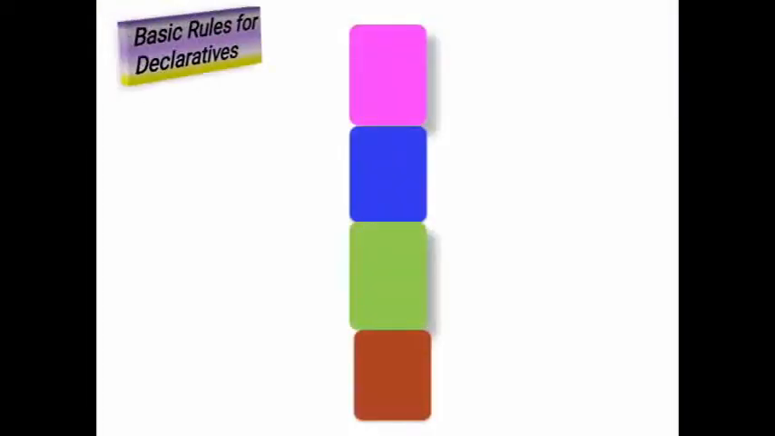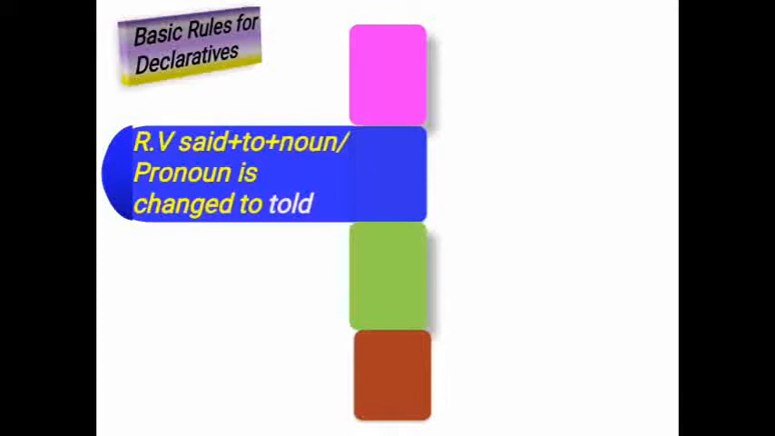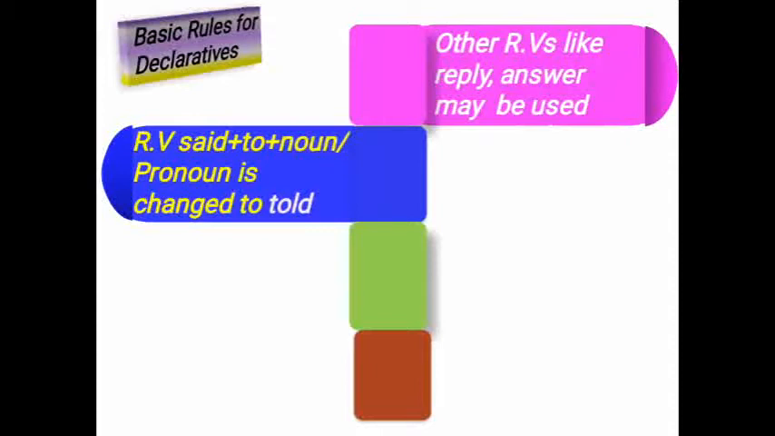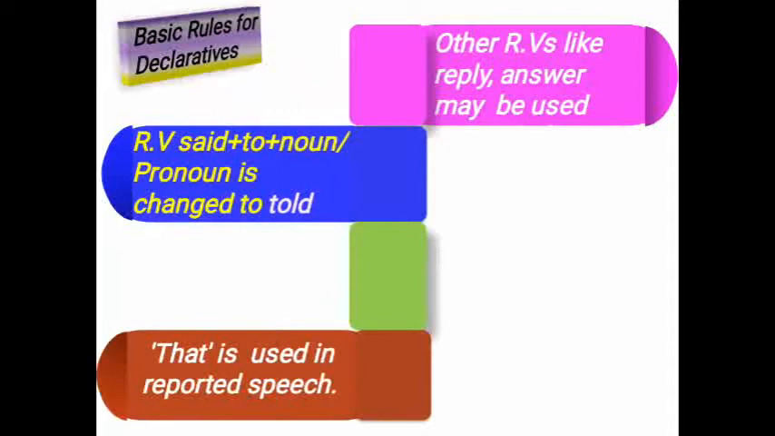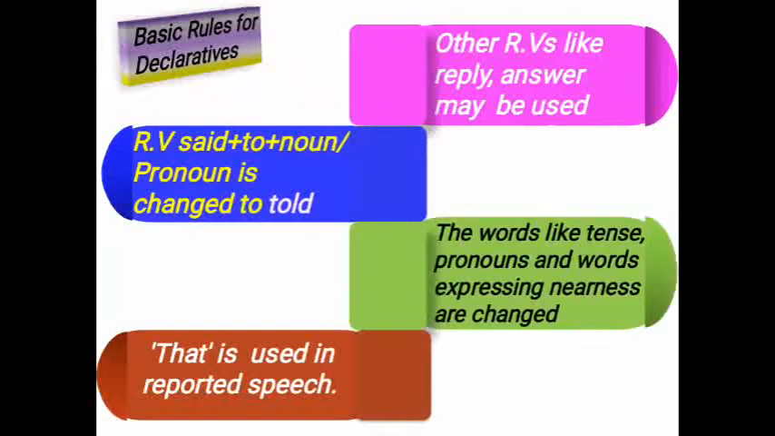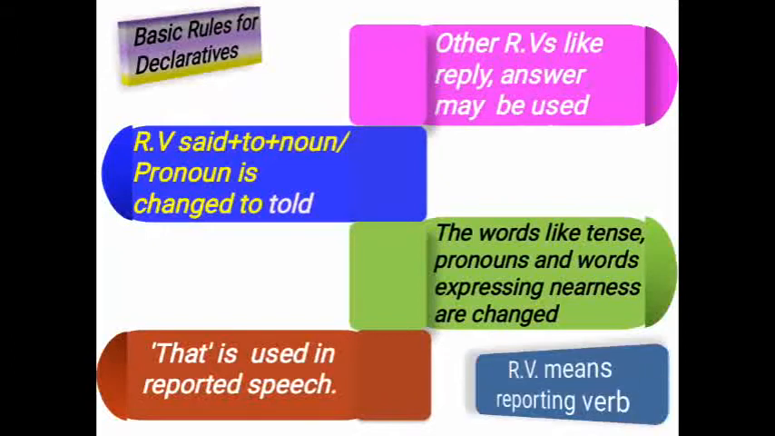As we have already learnt in our previous video about the basic rules of declaratives, let's recall. The reporting verb said plus to plus noun or pronoun is changed to told. Other reporting verbs like reply, answer may be used. That is the conjunction that is used in reported speech. And the words like tense, pronouns and words expressing nearness are changed. And in our previous video, we have learned the rules for these changes. Here, RV means the reporting verb.